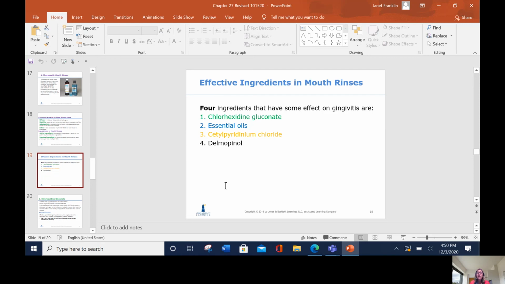Essential oils are in Listerine products, so they are good for the gums and they're excellent for killing bacteria. So highly recommended essential oils. Cetylpyridinium is in Cepacol mouth rinse, so it's just another type of killer. Essential oils are probably more popular, but cetylpyridinium has grown in its popularity. It's the active ingredient in some newer mouth rinses.